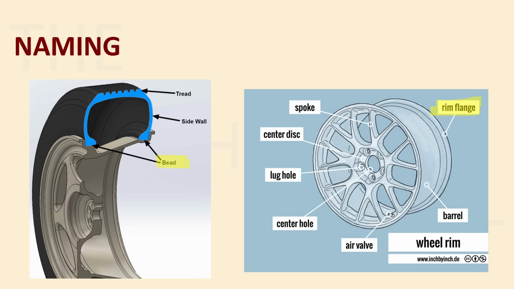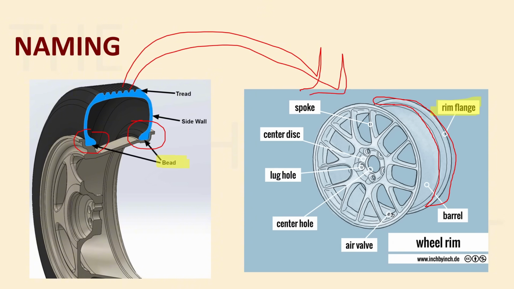So here you can see this portion over here. This is your bead, right? And the only purpose of the beads is that they sit inside the flange. So this that you're seeing here is your rim flange, right? And the beads sit inside this flange. So this is your beads and they sit inside the flange. That is all you need to remember.